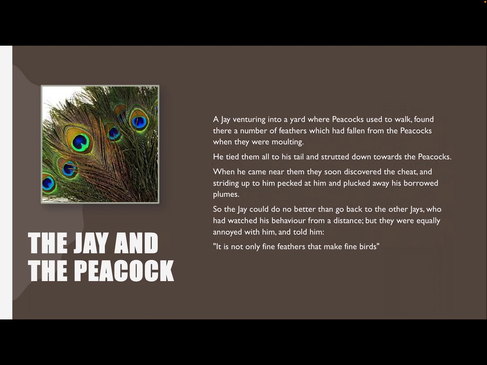A jay, venturing into the yard where peacocks used to walk, found a number of feathers which had fallen from the peacocks when they were molting. That's when their feathers fall out. He tied them all to his tail and strutted down towards the peacocks. When he came near, they soon discovered the cheat, and striding up to him, pecked at him and plucked away his borrowed plumes. So the jay could not do better than go back to the other jays who had watched his behaviour from a distance, but they were equally annoyed with him and told him, it's not the fine feathers that make the birds.